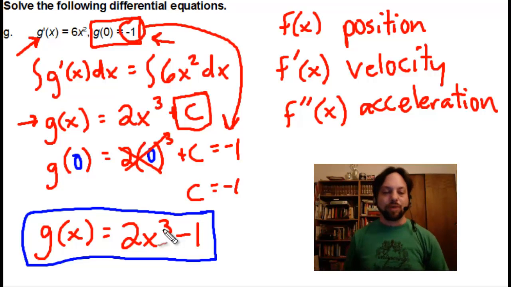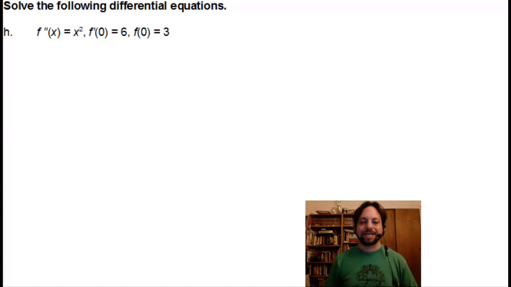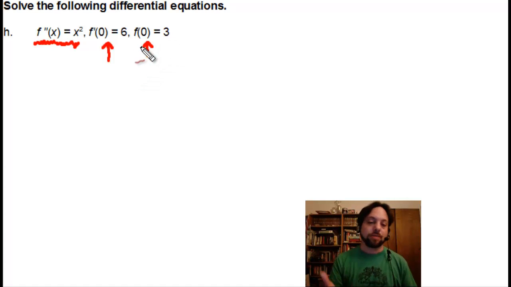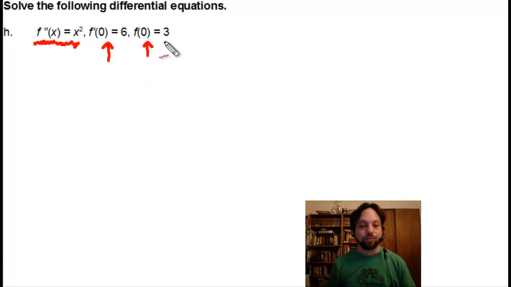Go ahead and try it before we get there, because we're going to get there really quick. So here is our last example. As promised, we are given an acceleration equation. We're told f double prime of x equals x squared. No problem, we'll work with that. We're also told that our initial velocity is 6 and our initial position is 3. So these are all going to become very important as we work our way through this problem.